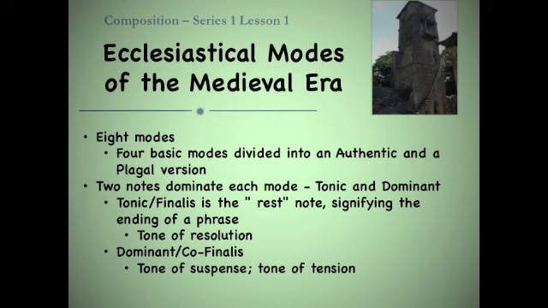You find that a melody will spend an awful lot of time on this note called the dominant because that's tension. And then it's going to resolve at the end to the tonic. I think you'll understand that better in lesson 2, but just know now that tonic is the tone of resolution, or the finalis, the final note. And the dominant is the tone of suspense, the tone of tension. You don't want to stay there. You want to go home to the finalis. So it is sometimes called the cofinalis because it's the other note that melodies wrap around.